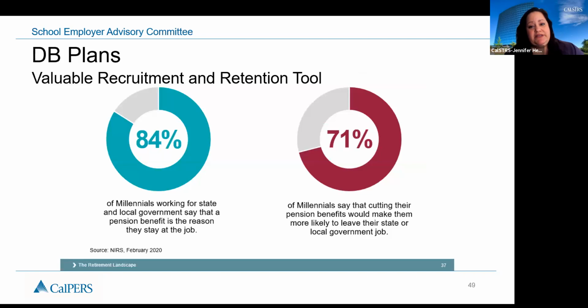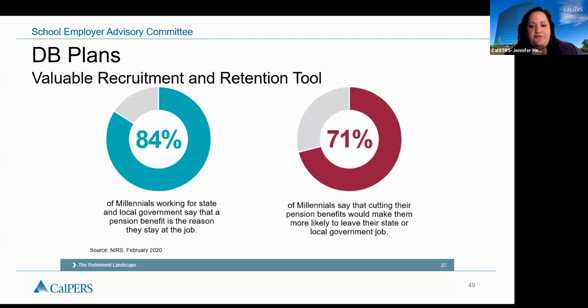And finally, this is really neat to see. Millennials, who are the largest group working today, 84% that are in government or state jobs say that they're staying in the profession because of their pension. And 71% would leave their job or the profession if their benefits were cut or eliminated. So again, that push for that DB early on, we hope will retain educators and our school employees long-term so that they have a robust pension for the rest of their lives.